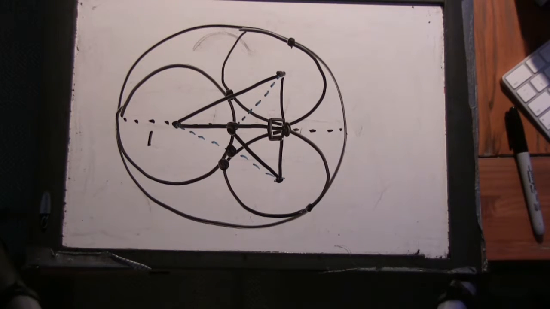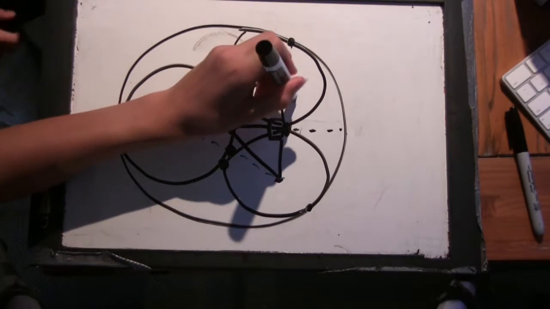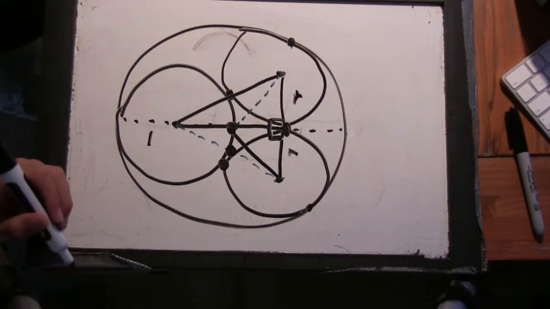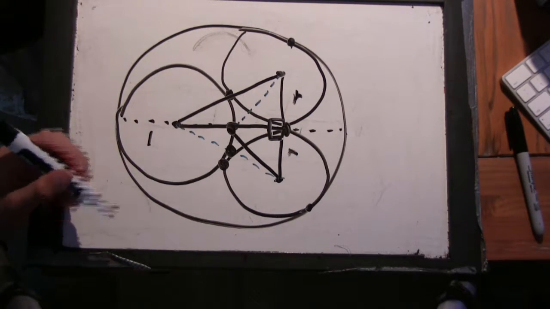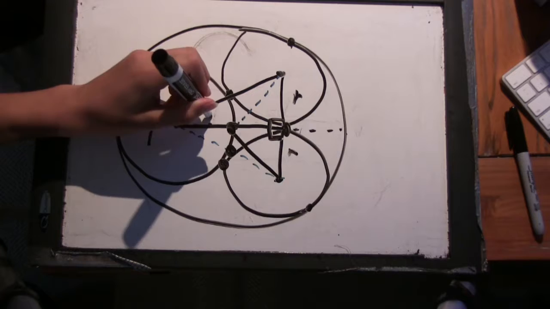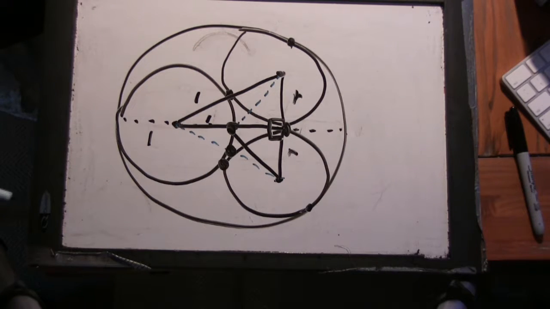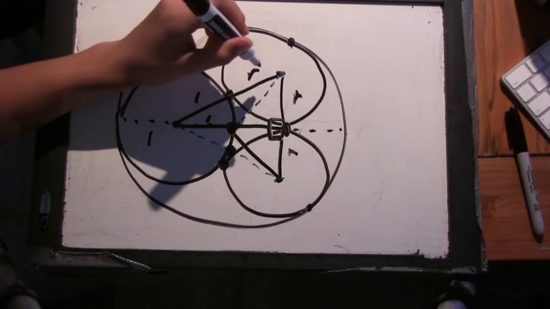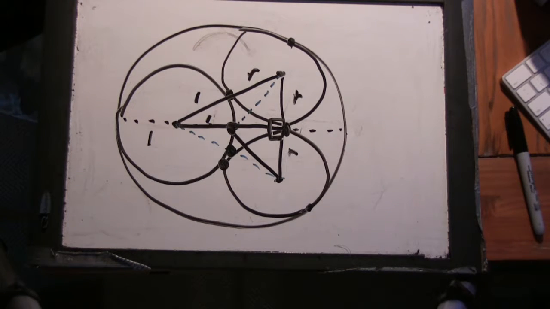And then we know we can call this length R, and that's what we're looking for. And then we know that this length here is 1. No, this is R. Okay. Let's talk about that line that you're saying is a straight line with length 1 plus R.